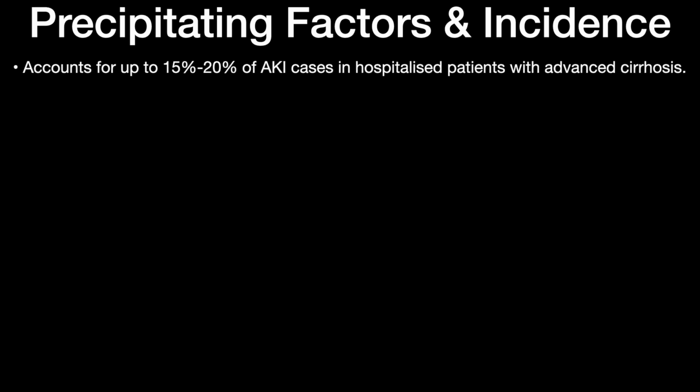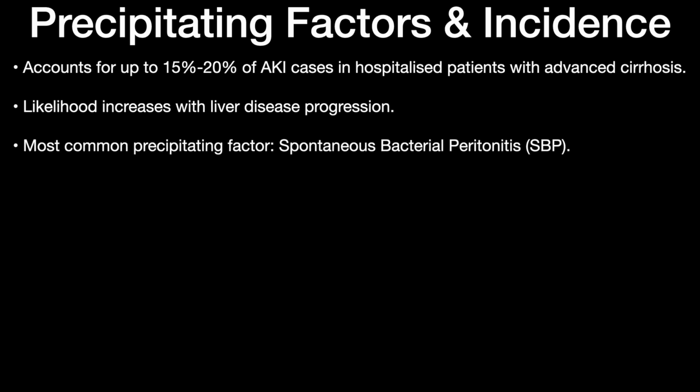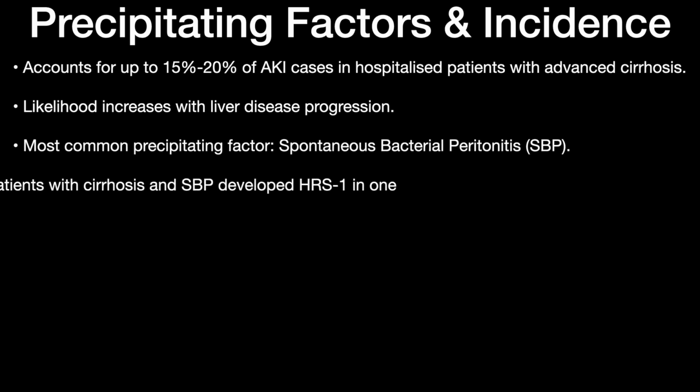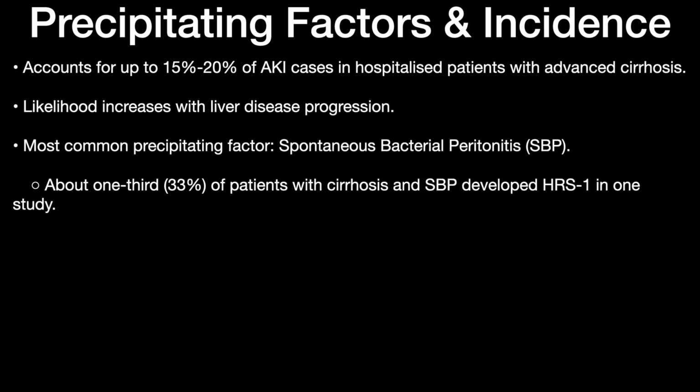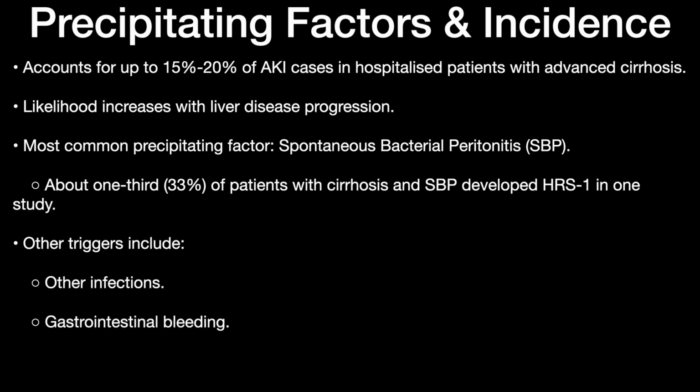Regarding precipitating factors, it accounts for up to 20% of the AKI cases with advanced cirrhosis. Likelihood increases with liver disease progression. The most common precipitating factor is spontaneous bacterial peritonitis. Around a third of the patients with cirrhosis and SBP develop HRS in one study. Other triggers include other infections, GI bleed, and NSAIDs.